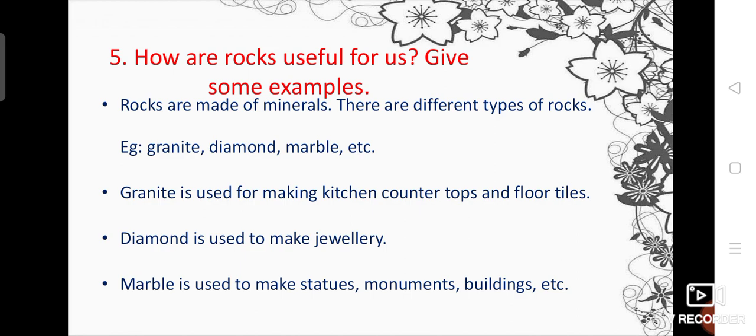And diamonds are used to make jewelry. Diamond jewels we are all using nowadays, isn't it? And marble is used to make statues, monuments, buildings, etc. Best example, Taj Mahal. Taj Mahal is fully made of white marble, isn't it?